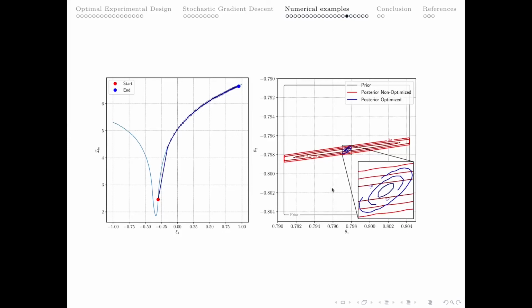And here I am presenting you some PDFs, the prior, denoted in gray, and the posterior before optimization on this red dot here, which is quite not concentrated. We have a bad experiment here, and after performing optimization we got this much more concentrated posterior, meaning that we can get much more information about our experiment.